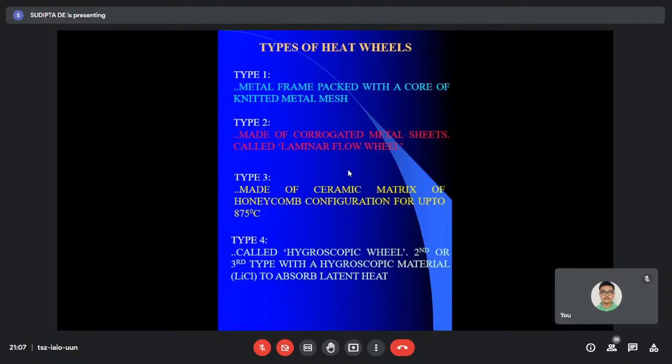But out of these 4 types of wheels, whatever we have mentioned, should I give a brief discussion, or have you understood it? Can I skip this discussion part?